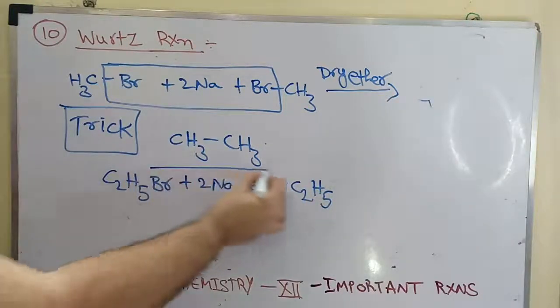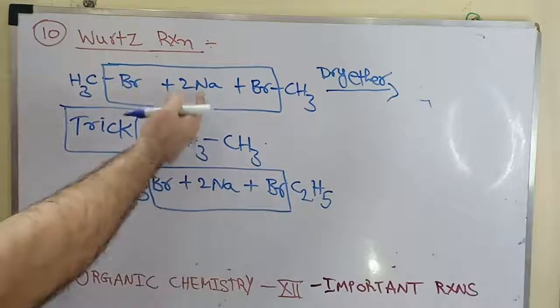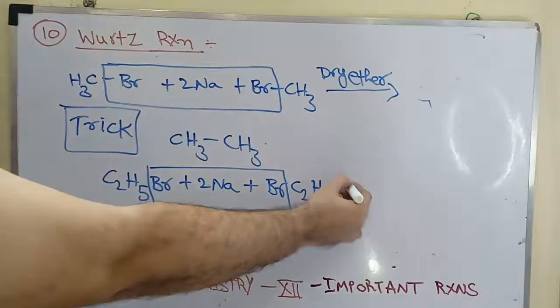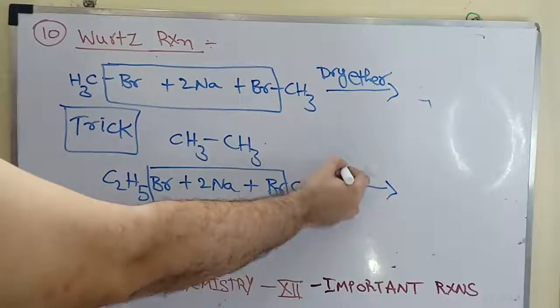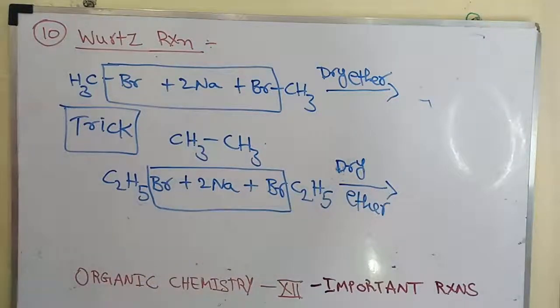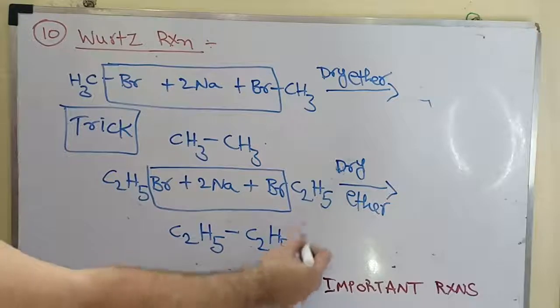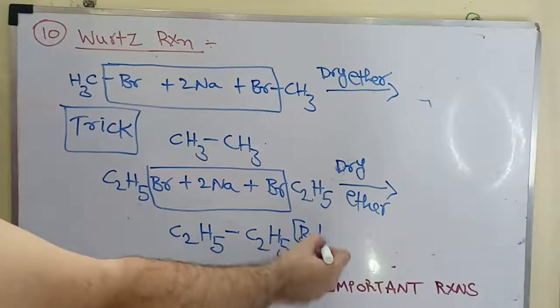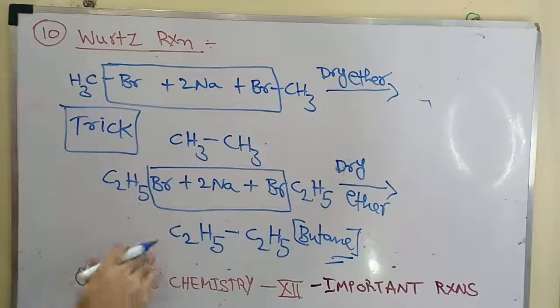Let's put the bracket like this. 2Na will take 2 bromines. Treat with sodium, that is, sodium is already there. Dry ether, this is what we write on the arrow. And now you get C2H5, single bond, C2H5, that's butane.